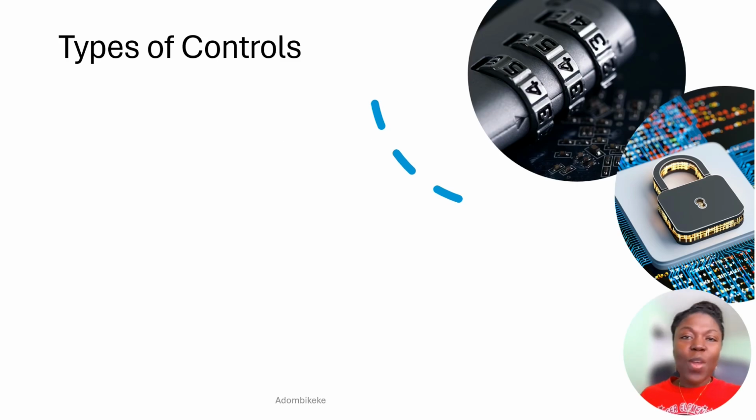Welcome back. So, in our previous video, we talked about categories of controls. Now we're going to talk about types of controls. And like I said, do not Google these things. If you Google types of controls, you will see that most answers will mix categories with types. And it's not necessarily wrong, but we want to pass.